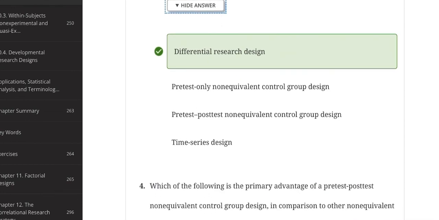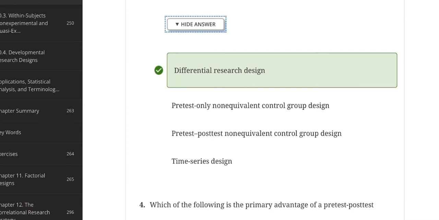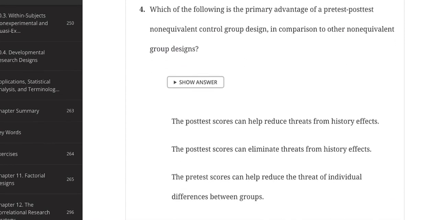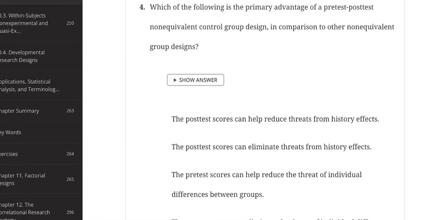The pre-test and post-test, and even time series, which we haven't even talked about yet, those are things that are going to be happening before and after a treatment. That's a more clinical type of thing, or there's some kind of pre-test or post-test, when they're just simply looking for differences between groups on self-esteem. It's differential.